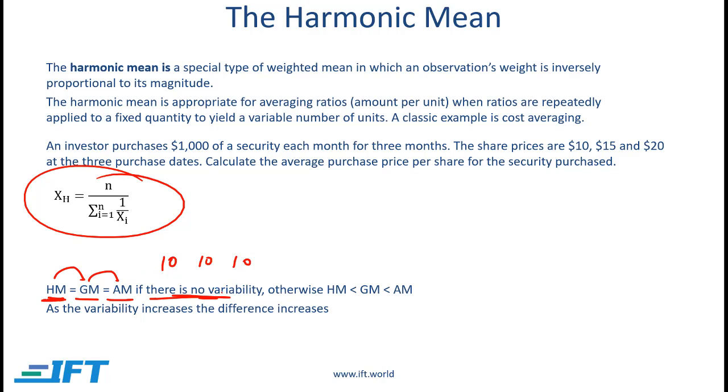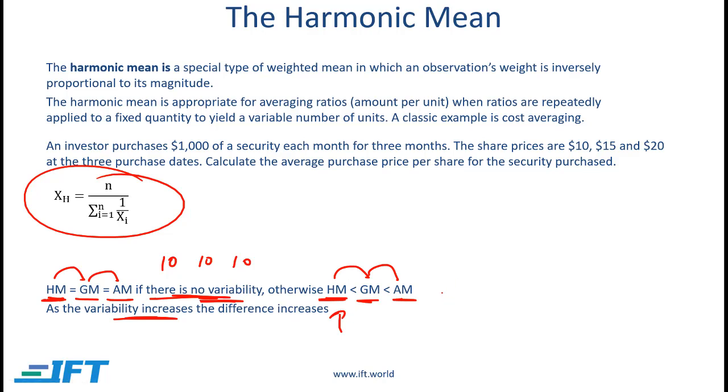But in the real world, there is variability, and when we do have variability, then the harmonic mean will be the lowest. So we'll have the harmonic mean being less than the geometric mean, being less than the arithmetic mean. And as the level of variability increases, the difference between these three means also increases.